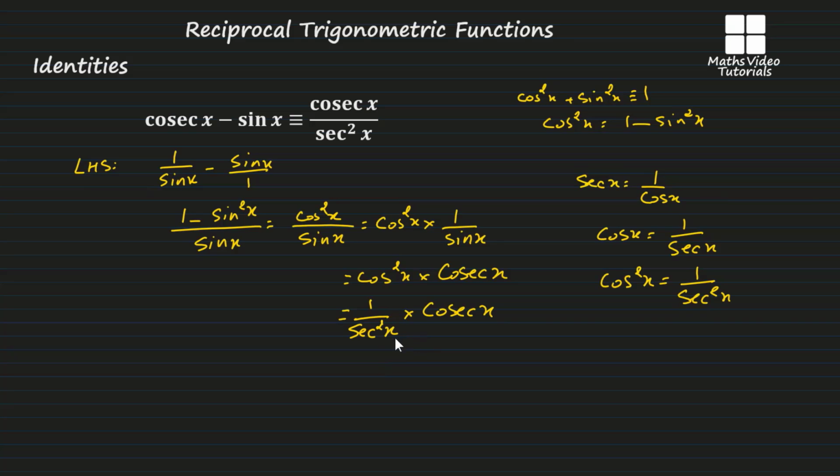Now at this stage you've got a fraction times a trig function. You can put them together as one fraction like this one here. Because 1 times cosec is going to be cosec x over sec squared x, and that's the answer, proven as required.